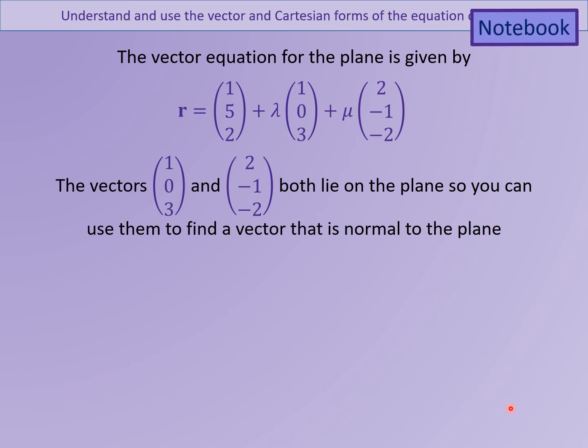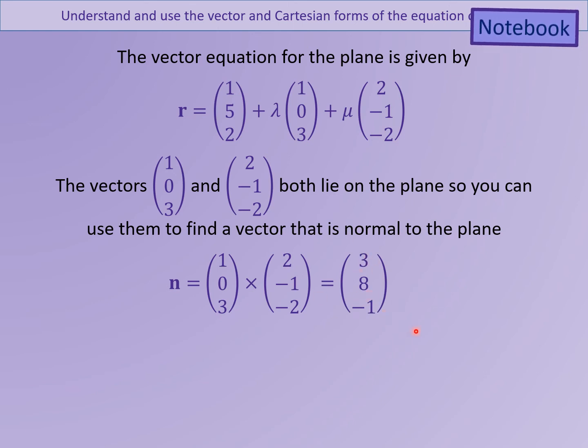So look at the other way then. How do we write this in the r dot n form? The vectors 1, 0, 3 and 2, minus 1, minus 2 both lie on the plane. They're both in the direction of the plane. So that should help me work out the normal to the plane. If I do that, I get 3, 8, minus 1. That's a normal to this plane, as long as I'm using the direction vectors. Don't do something silly like using the position vector. That will not help. So that gets me the normal vector.